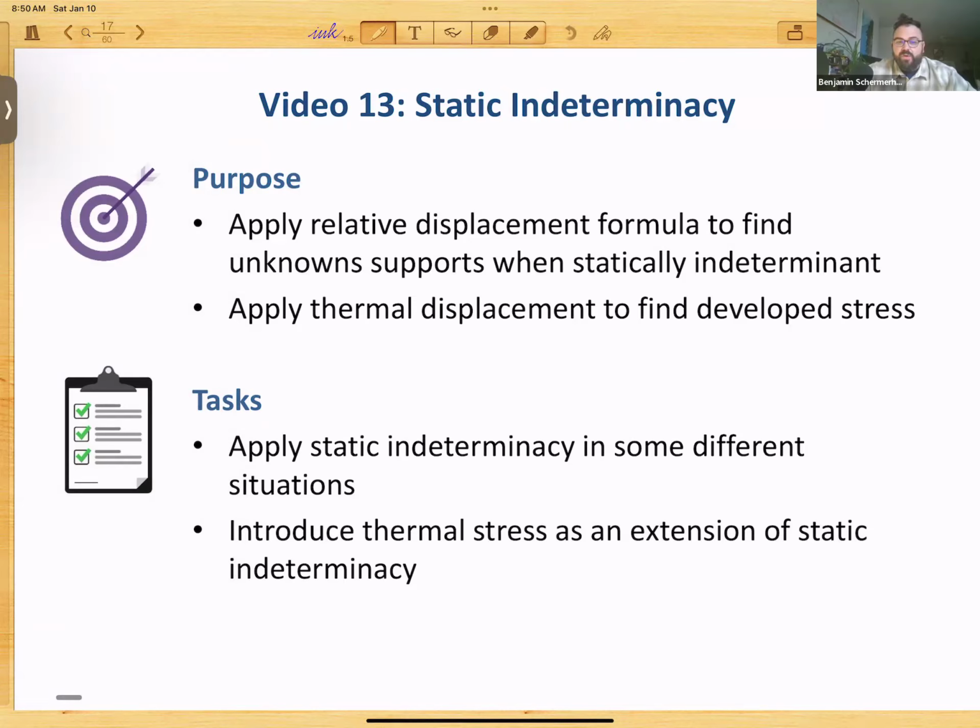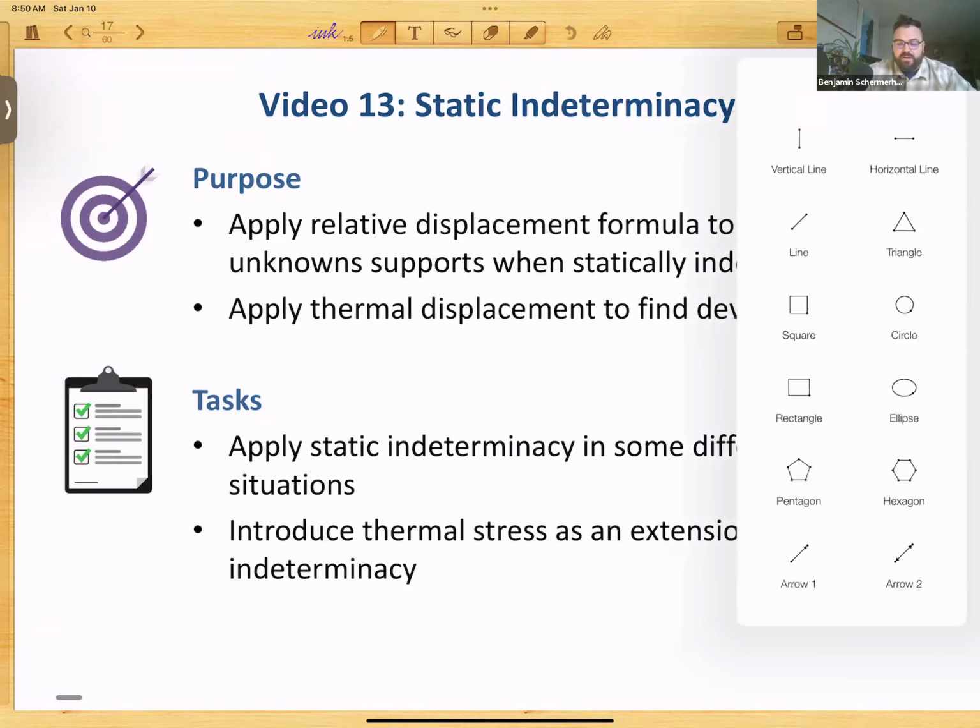So again, this is just all going to be static indeterminacy. I think I added some extra examples. Thermal displacement is going to be in our next video.